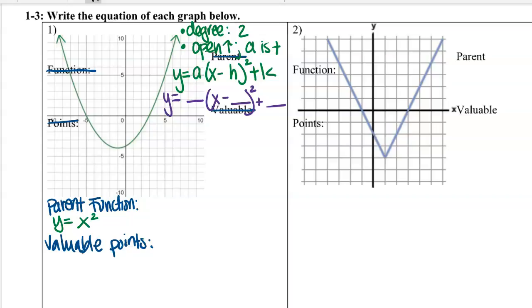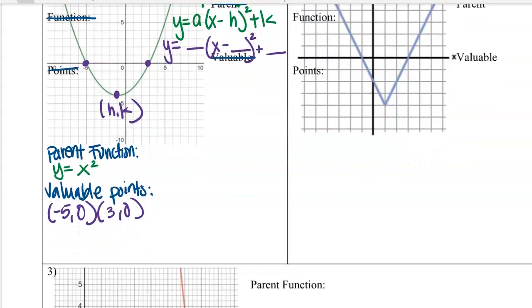So that brings us to the valuable points. We have x-intercepts here, 2 of them. So that's going to be (-5, 0) and (3, 0). We also have the vertex, students. This is your h, k. So that's going to be at, let's see, -1 and -4. So (-1, -4), this is your vertex.